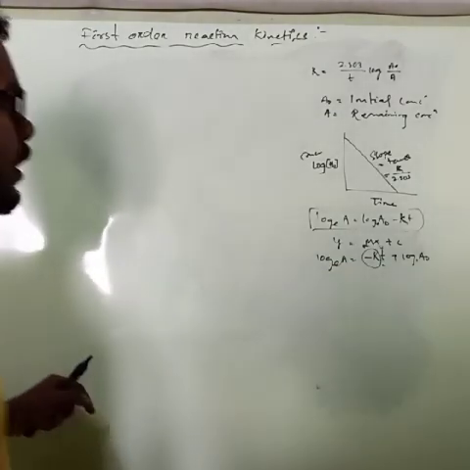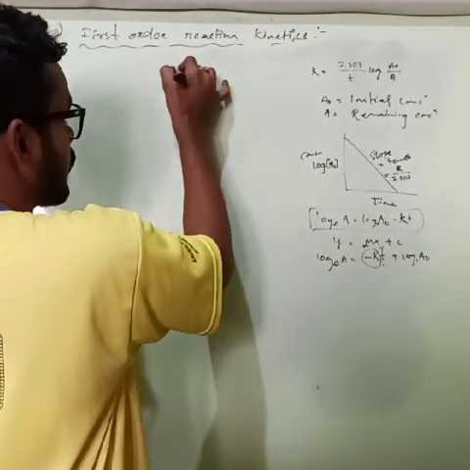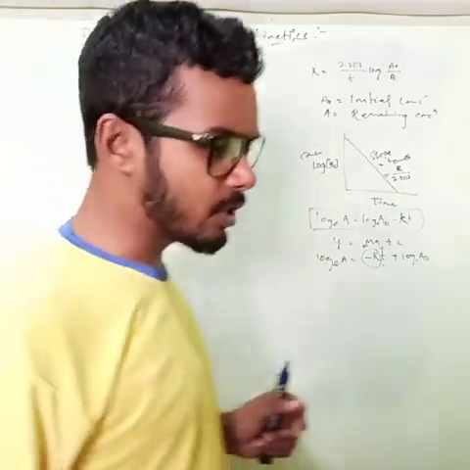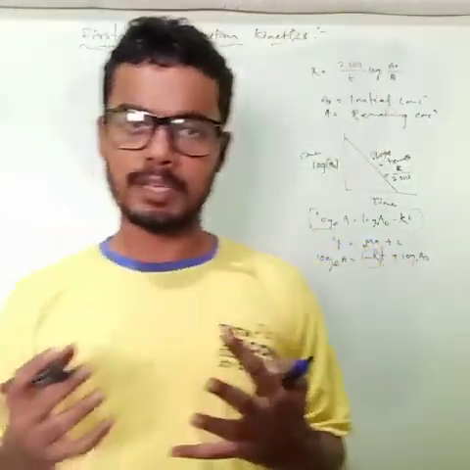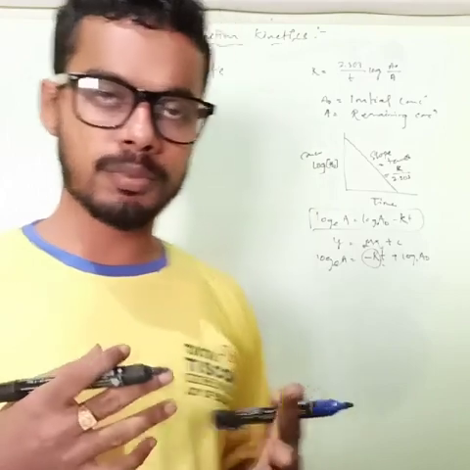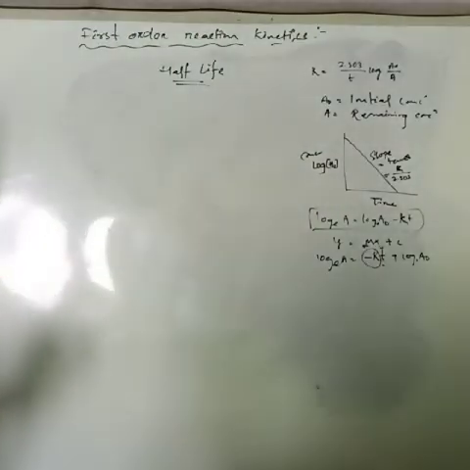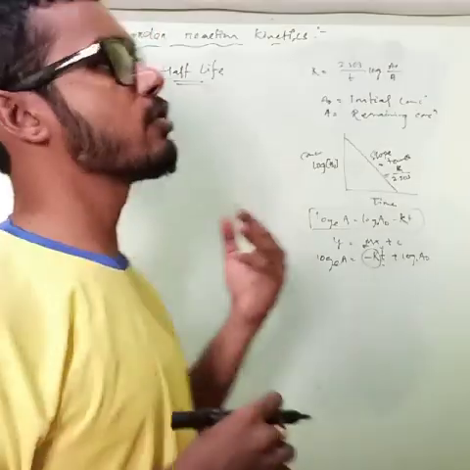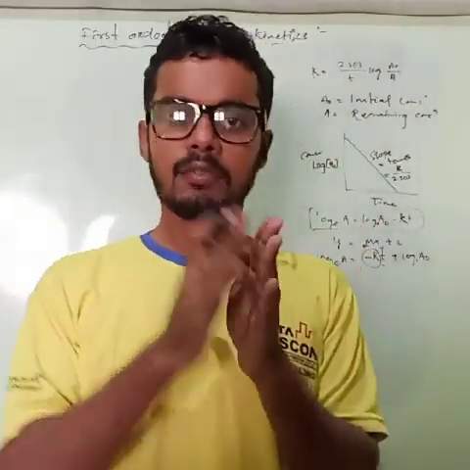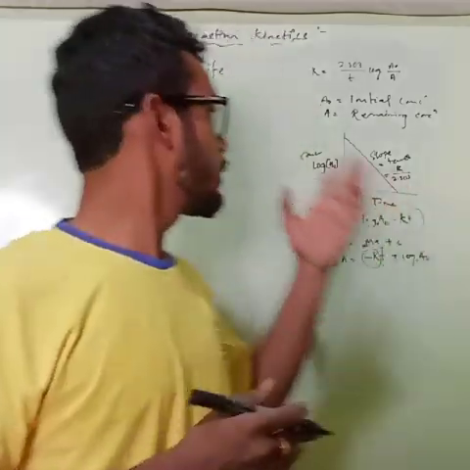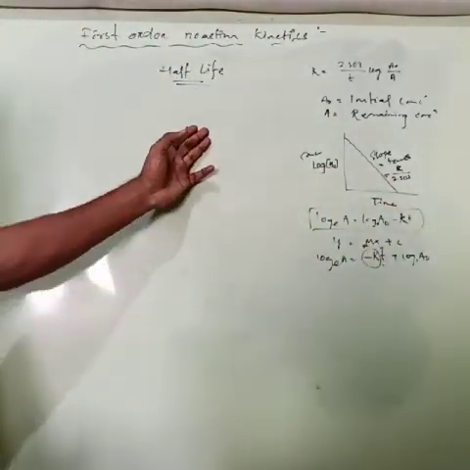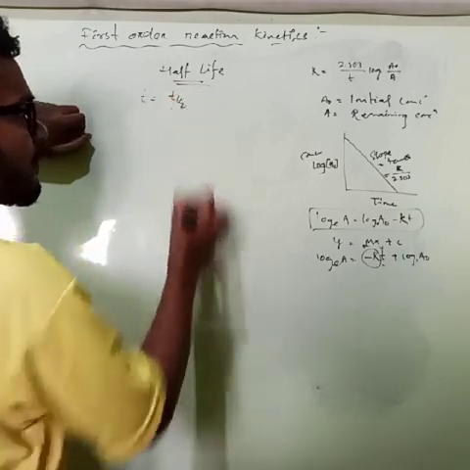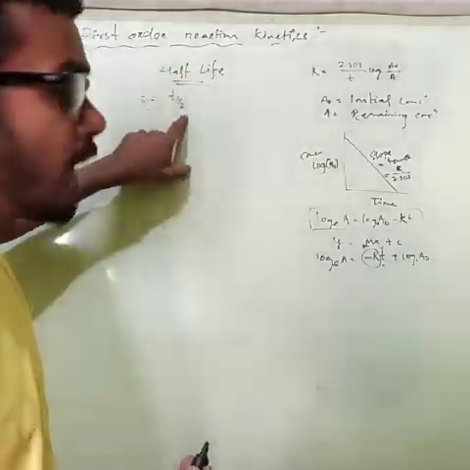Now we will see the half-life. Half-life is the time taken to reach 50% of the concentration, that is, the time taken for 50% of the reaction to occur. If the concentration of the reactant is 50%, then that time is your half-life period. So t equals t half.